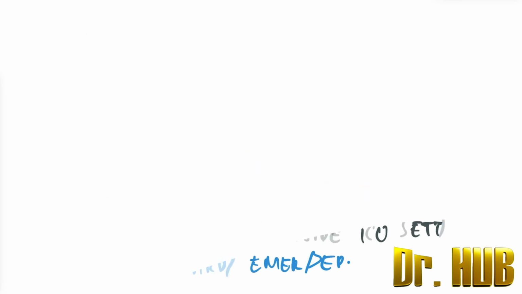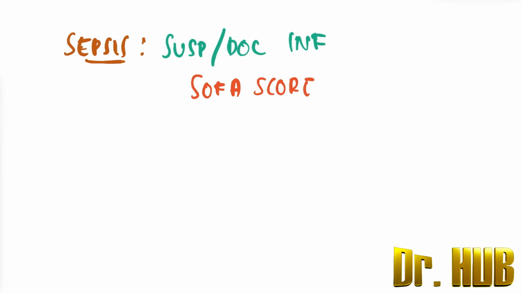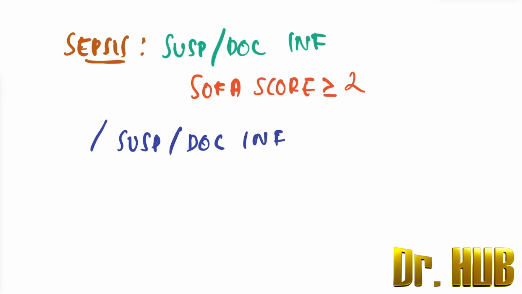Next is the best description of sepsis. So what is the best description of sepsis? A suspected or documented infection with a SOFA score that is greater than or equal to 2, or a suspected or documented infection with a qSOFA score greater than or equal to 2.